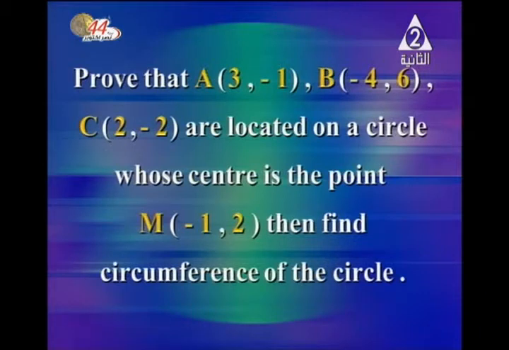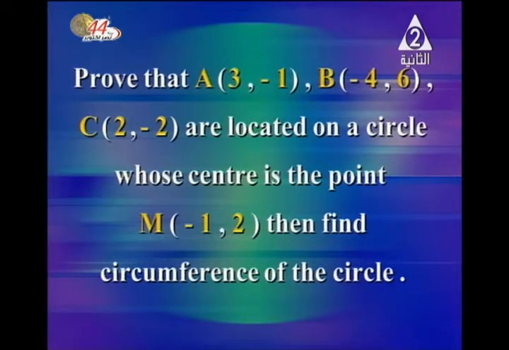Prove that A (3, -1), B (-4, 6), C (2, -2) are located on a circle whose center is the point M (-1, 2). Then find the circumference of the circle.